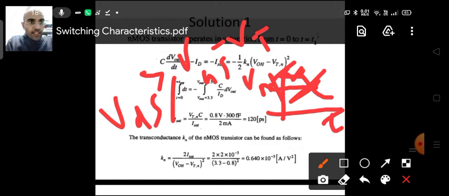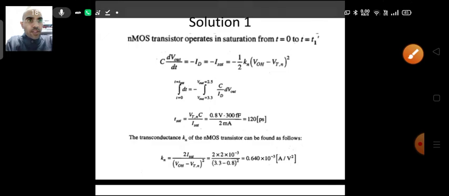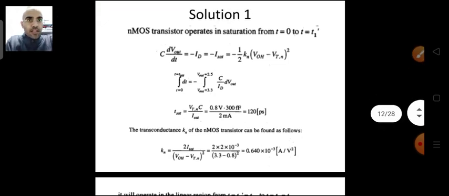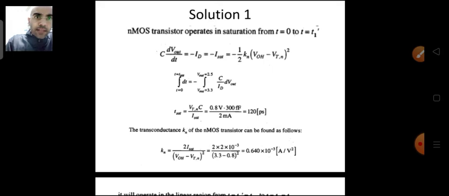I hope with this diagram, although it is not very clear, I've tried to explain the things so you can understand. The same thing which I have told you will apply here. In the solution, our NMOS transistor works from the beginning of this transition, let's say at time t equal to 0, up to a certain point t1 dash, in the saturation region. That t1 dash will come when your output voltage is equal to 2.5 volts. So during this region our transistor works in the saturation region.